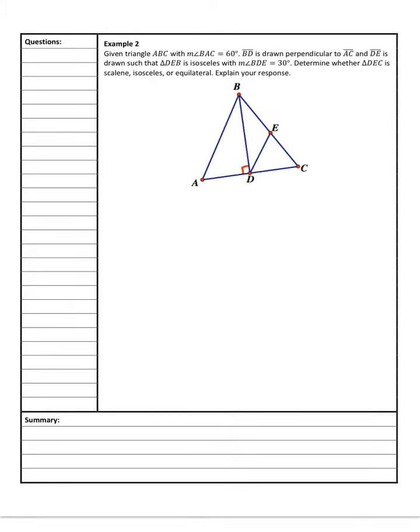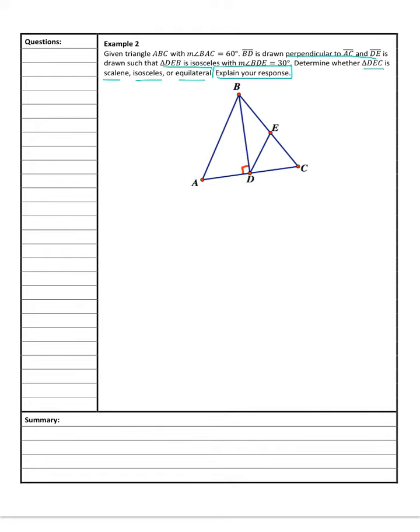So here we are, example 2, and it says given triangle ABC with the measure of angle BAC of 60 degrees, BD is drawn perpendicular to AC and DE, such that DEB is an isosceles triangle with BDE is 30 degrees. Determine whether DEC is scalene, isosceles, or equilateral. Explain your response. So that was a whole lot of vocab there in one simple question. I'm going to go back and take it one step at a time, either jotting down the information that it told me or marking my picture up with whatever else it said.